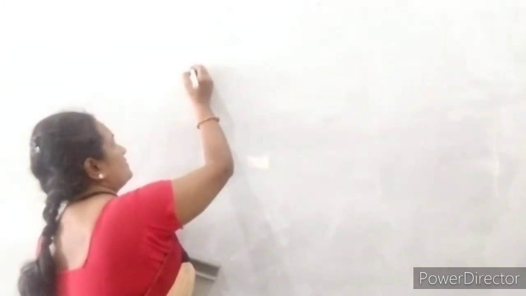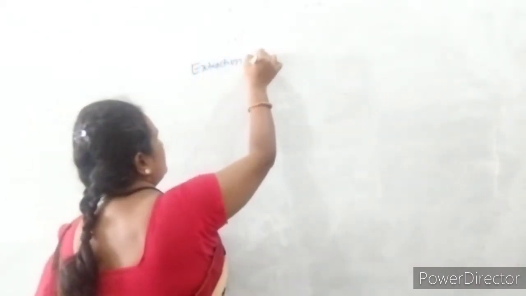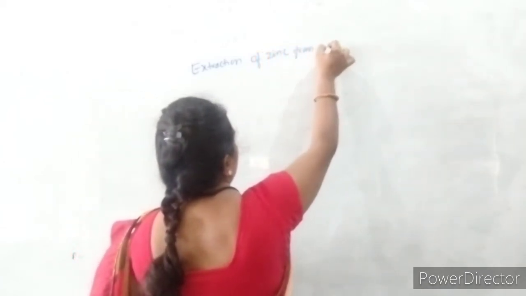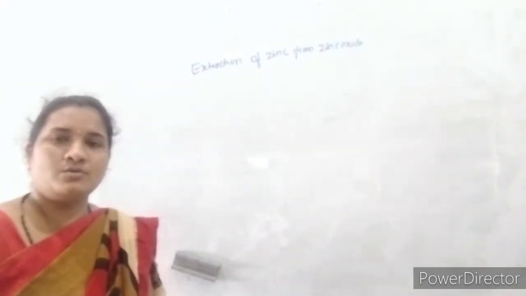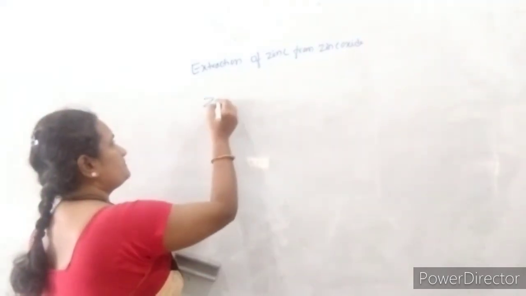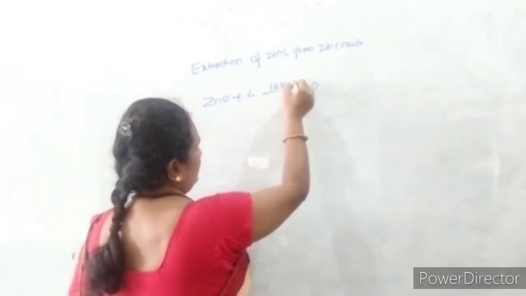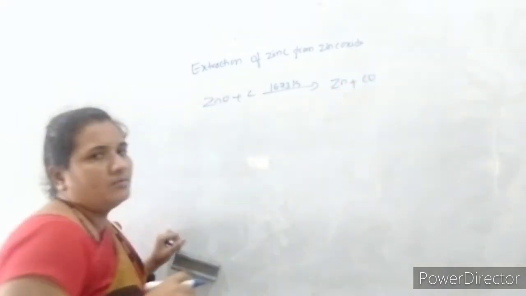The second application is the extraction of zinc from zinc oxide. This is also done by using coke at high temperature. Whenever we pass zinc oxide with red hot coke at a temperature of about 1673 Kelvin, we get the formation of zinc with the liberation of carbon monoxide.